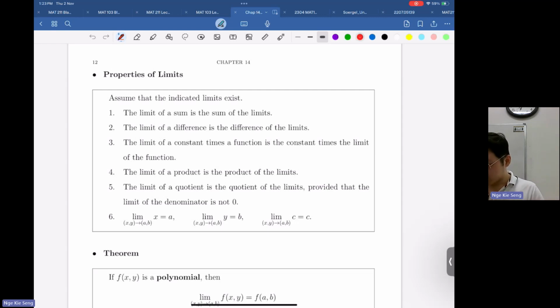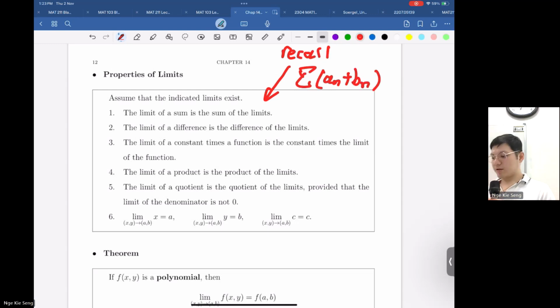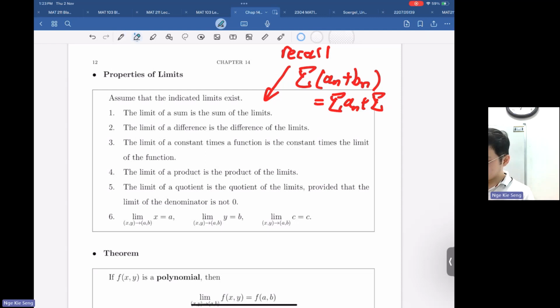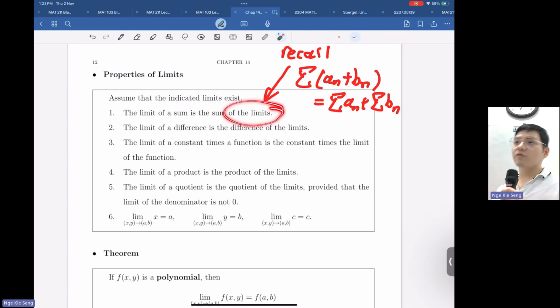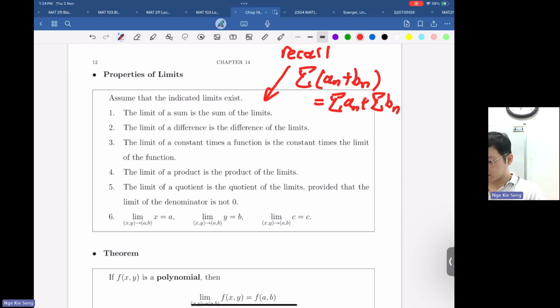So what I was trying to say: recall last time we said the sum of (a_n + b_n) equals the sum of a_n plus the sum of b_n, if the series of a_n and b_n converge. So if we know the limits of two functions, then we can compute the limit of the sum of the two functions. Let me write here: the limit of f + g equals lim f + lim g. I omit the point; I just want to tell you that this is what the first sentence says. The limit of a sum of functions is the sum of the limits.